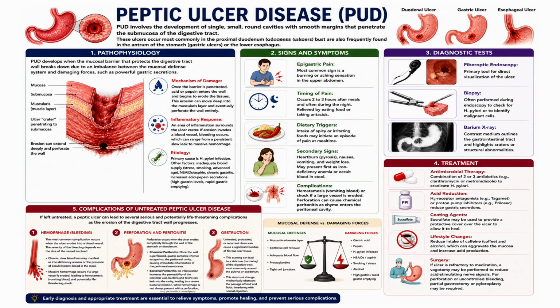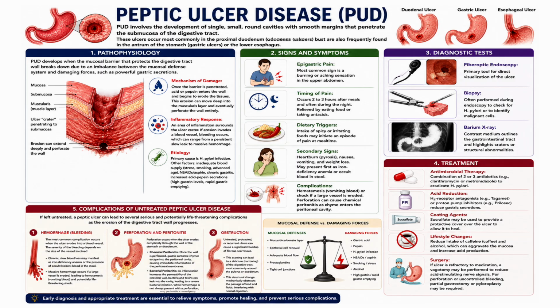Now, once this barrier is breached, the acid and pepsin enter the wall and erode tissues deep into this layer. This can damage blood vessels or cause hemorrhage or even perforate the wall entirely. Now, while infection with H. pylori is the primary underlying cause in most cases, other factors such as the use of ulcerogenic drugs like aspirin or NSAIDs, chronic smoking, and severe stress can also weaken the mucosal lining.